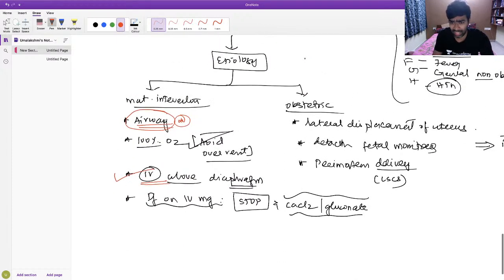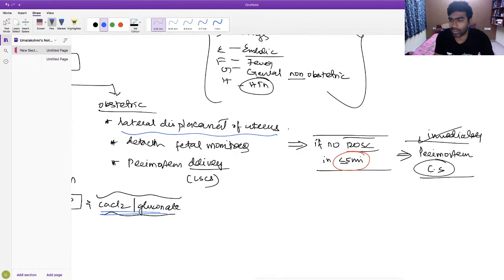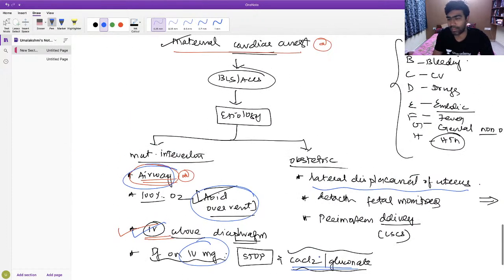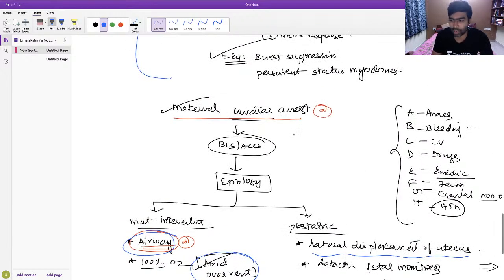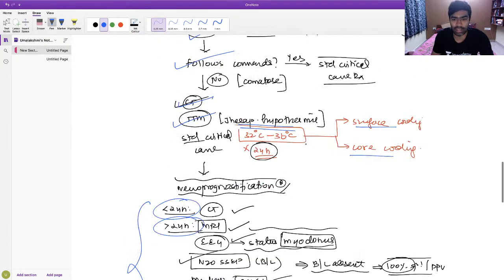But the most important thing is that they might ask some crucial steps here, like avoiding over-ventilation, airway management, which is more important in the maternal population compared to non-pregnant individuals, and IV access above the diaphragm. If on IV magnesium, stop it and give calcium. There's lateral displacement of the uterus. If no ROSC within 5 minutes, then go for immediate perimortem cesarean section. These are some of the few points that can be emphasized in the exams and can be asked, because this is something completely new in fact. There was nothing like this in the previous guidelines.